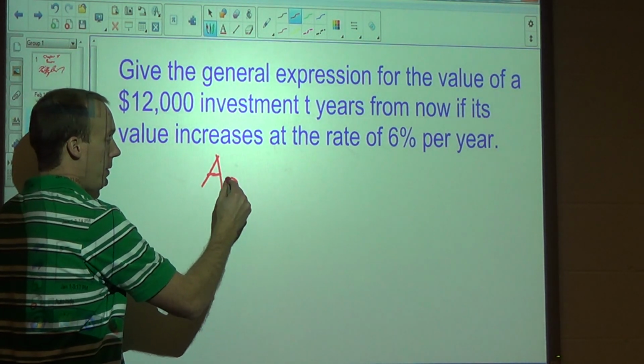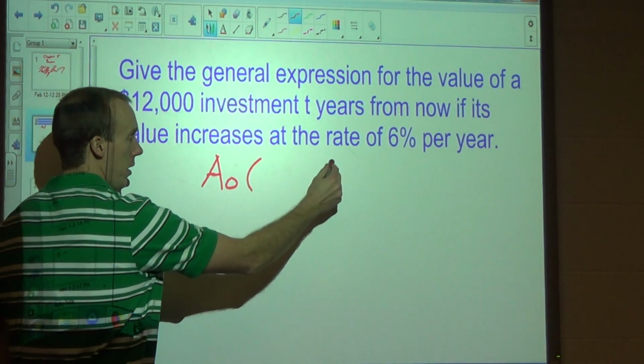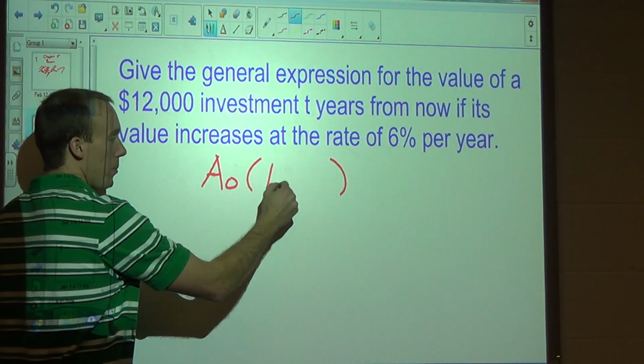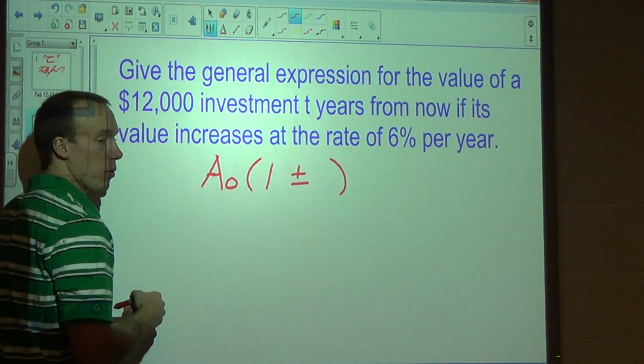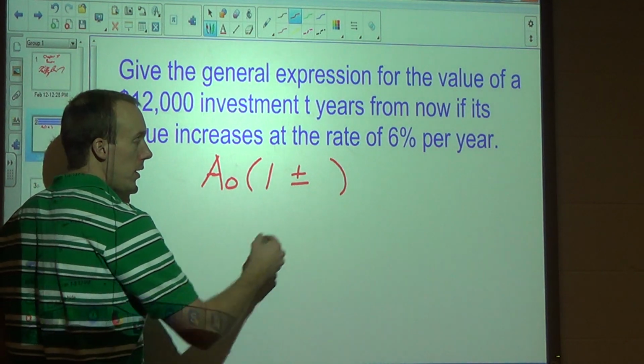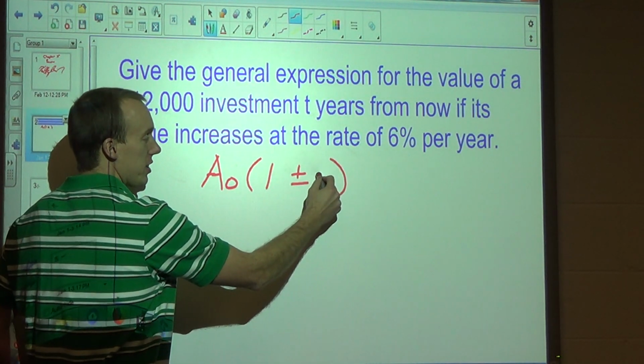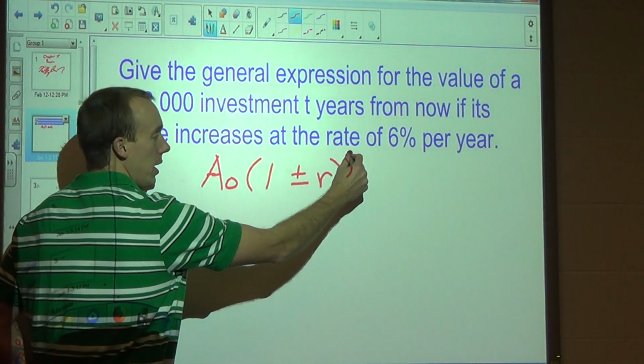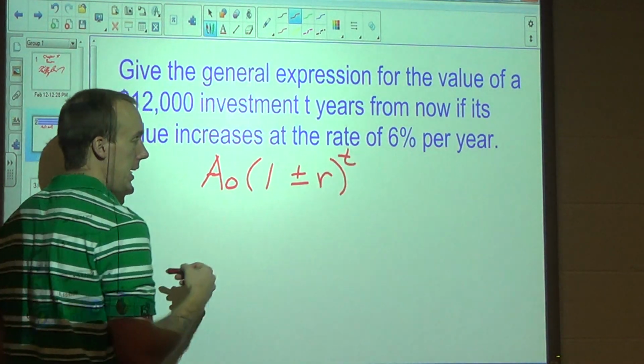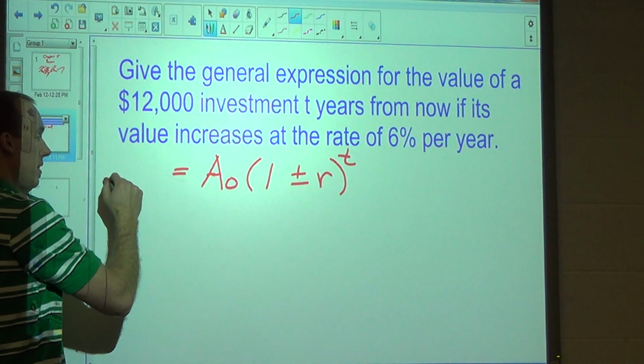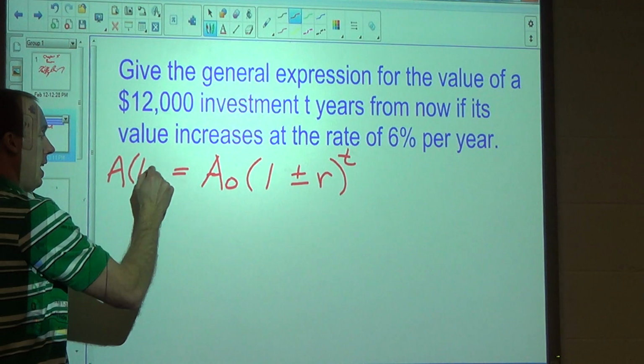Yep. And then 1 plus or minus, depending on if it's a growth or a decay. 12,000. I'll put the numbers in later. This is the rate. And then this is the T. And then this is A of T.